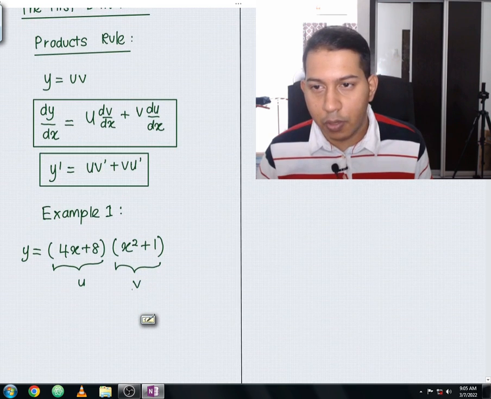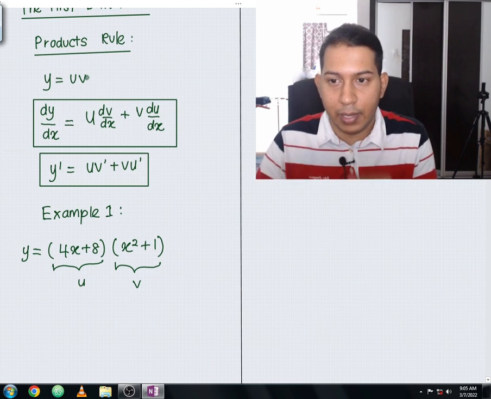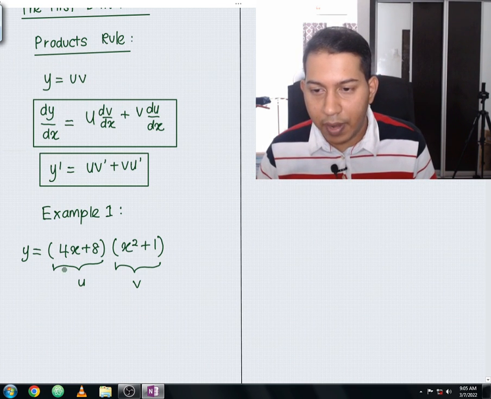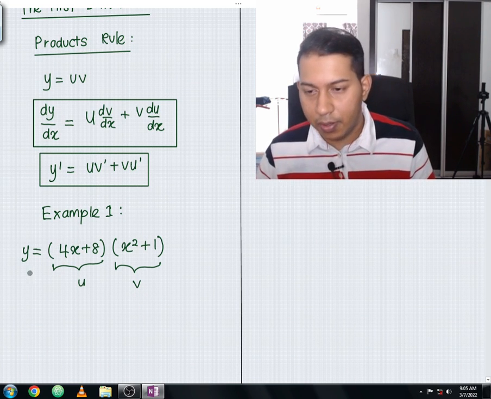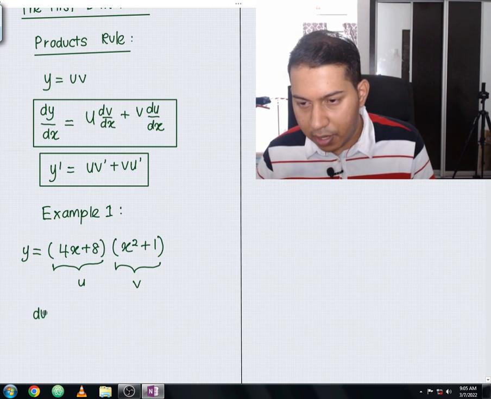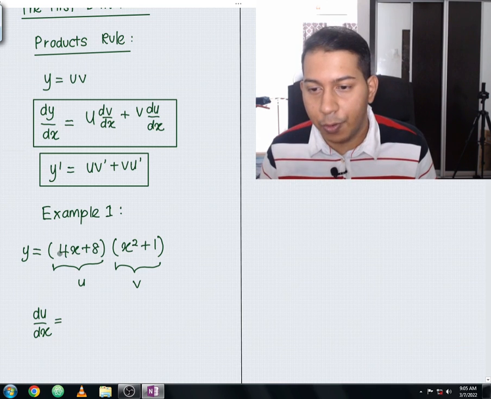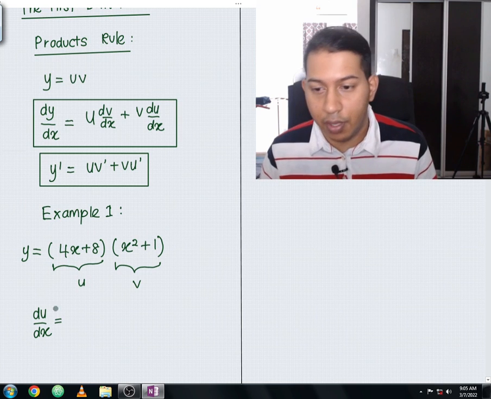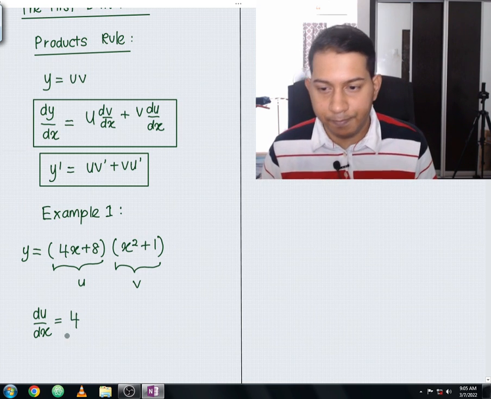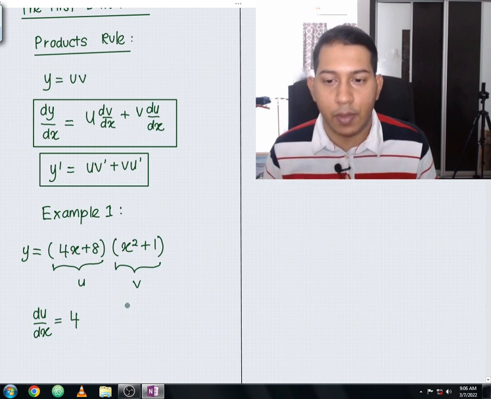Once you have identified that y is equal to uv, we follow exactly the product rule formula. The next step is to find the derivative of u and v. So we're going to differentiate u and v respectively. Given du over dx, you differentiate u with respect to x. In this case, which term is u? 4x plus 8. When you differentiate 4x plus 8, you only have 4. You're done with u. Now we go for v. Now you differentiate v with respect to x.